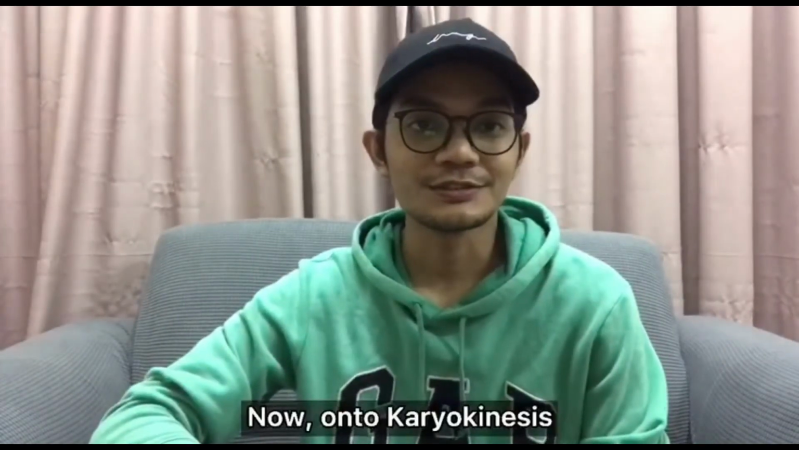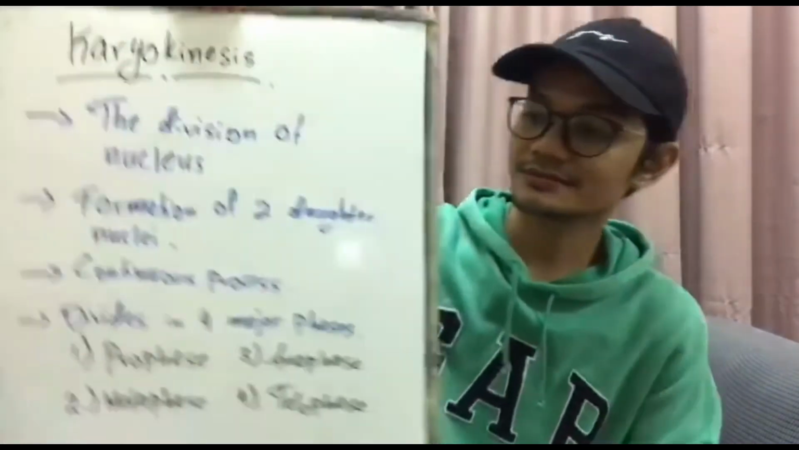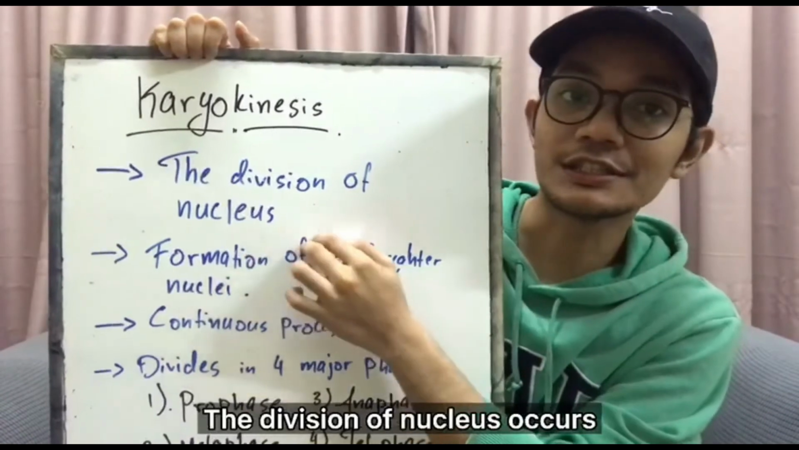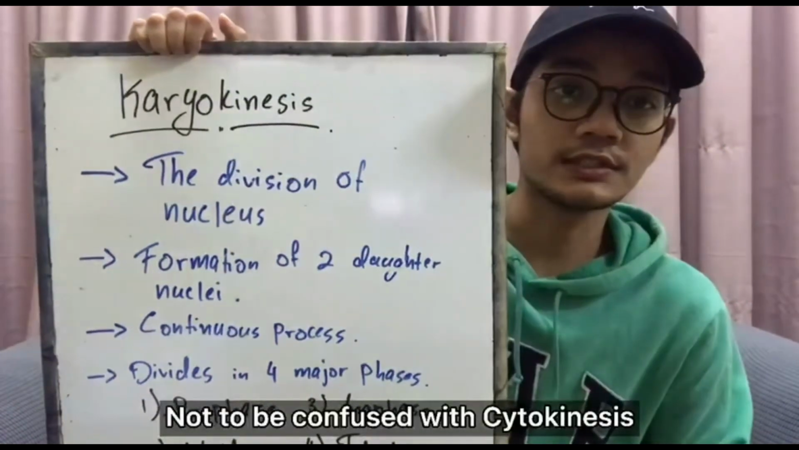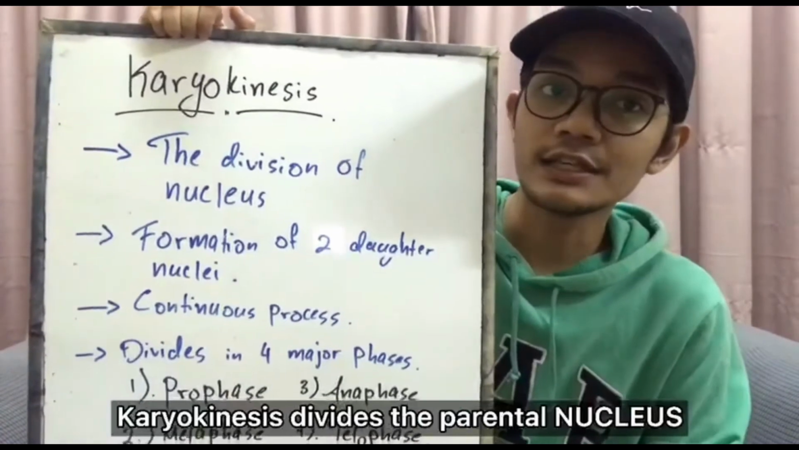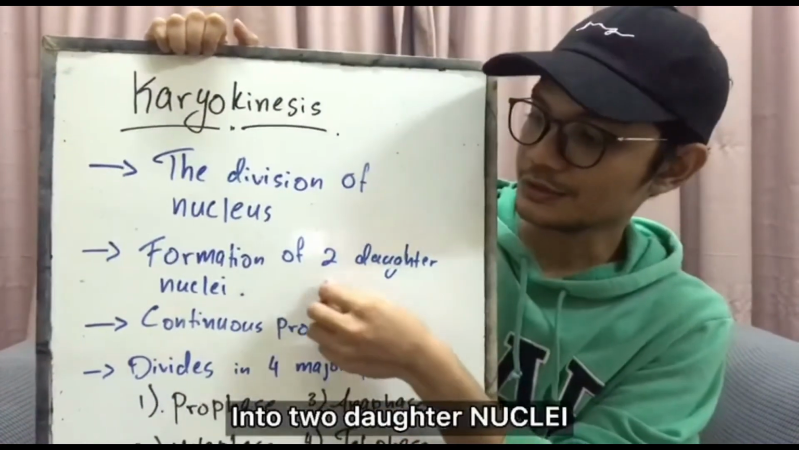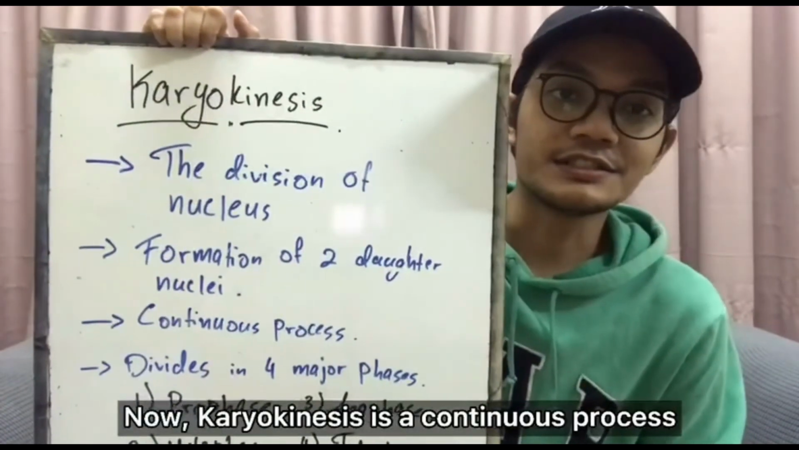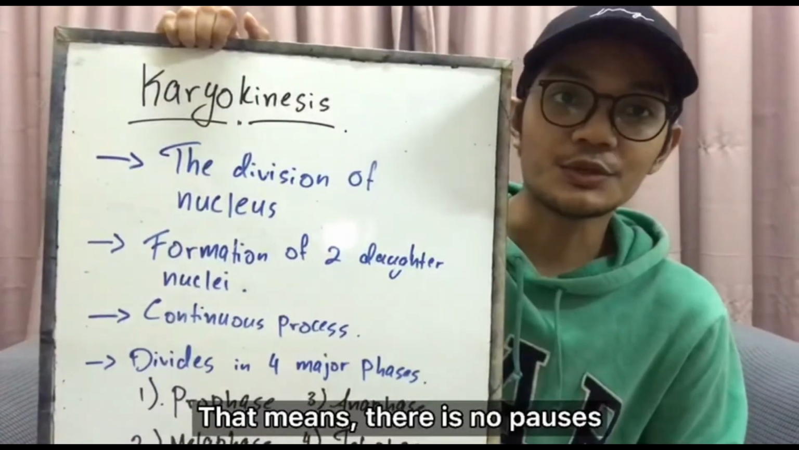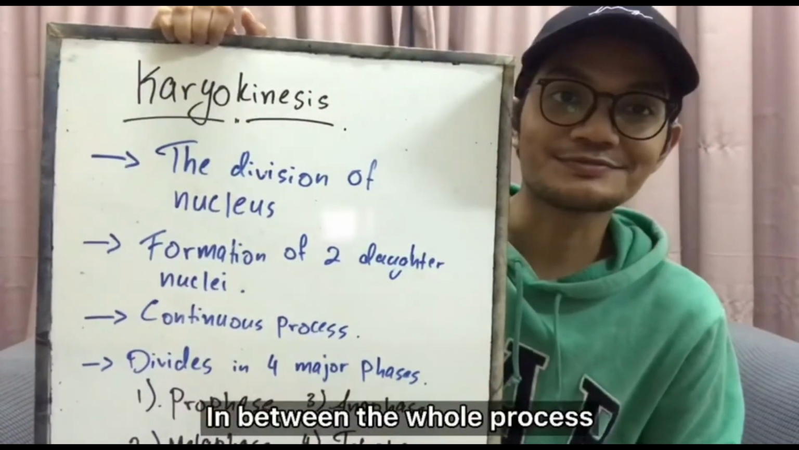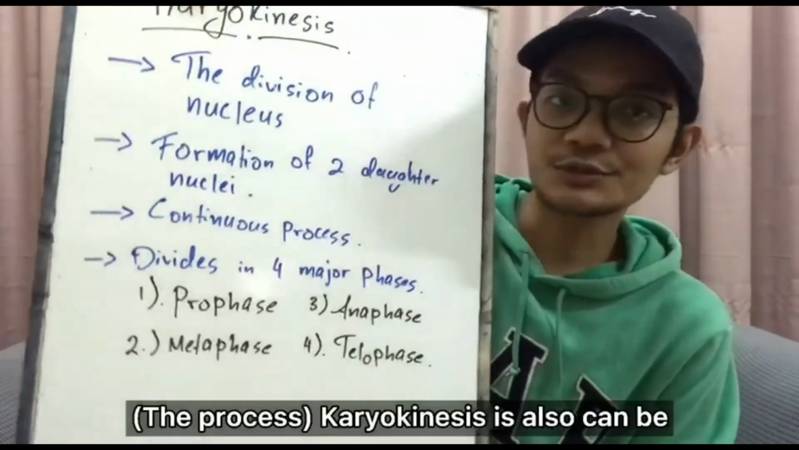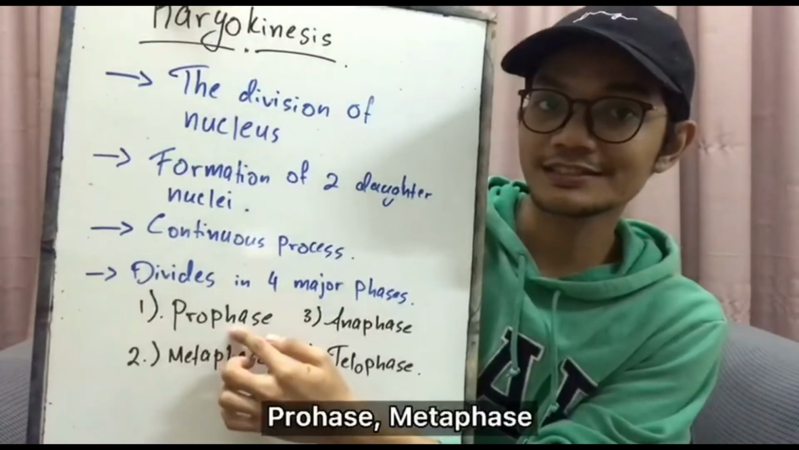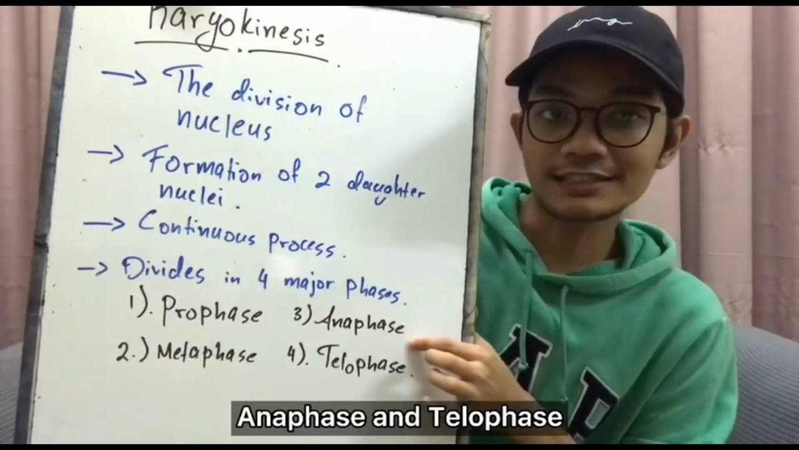Now, on to karyokinesis. Karyokinesis is a process where the division of the nucleus occurs. Not to be confused with cytokinesis, karyokinesis divides the parental nucleus into two daughter nuclei. Karyokinesis is a continuous process. That means there are no pauses in between the process. Karyokinesis can also be divided into four major phases, which are prophase, metaphase, anaphase, and telophase.